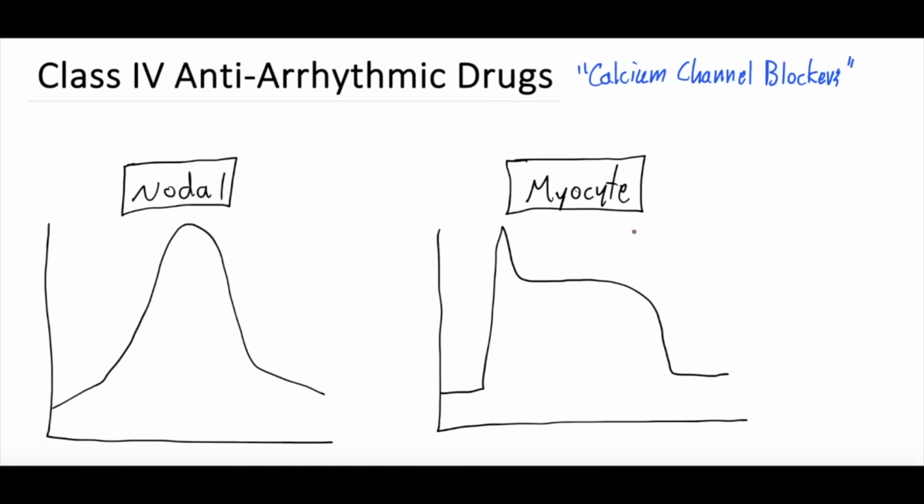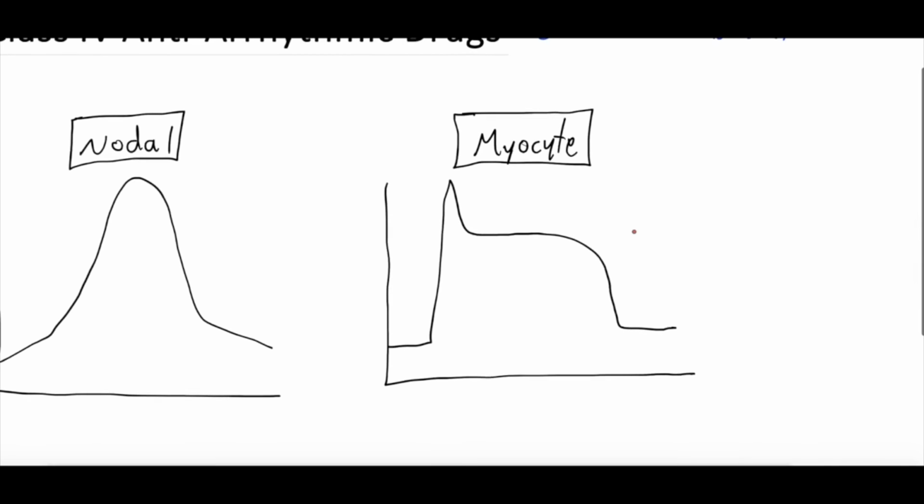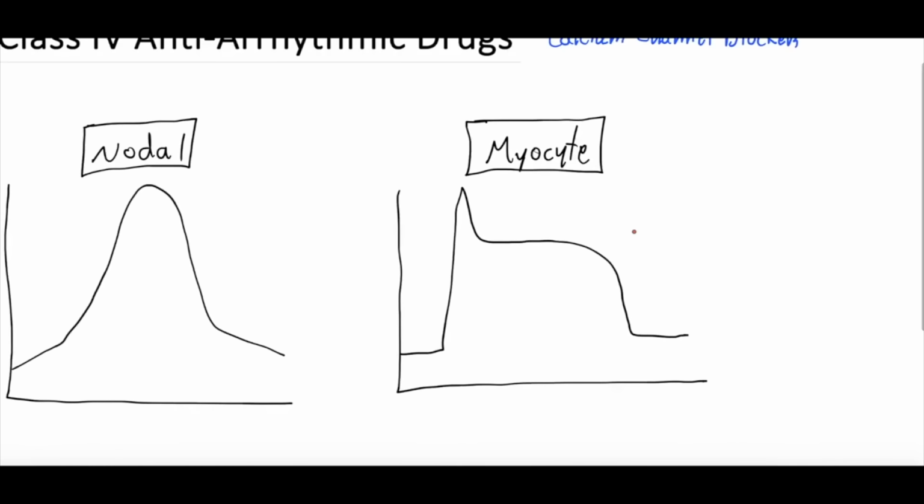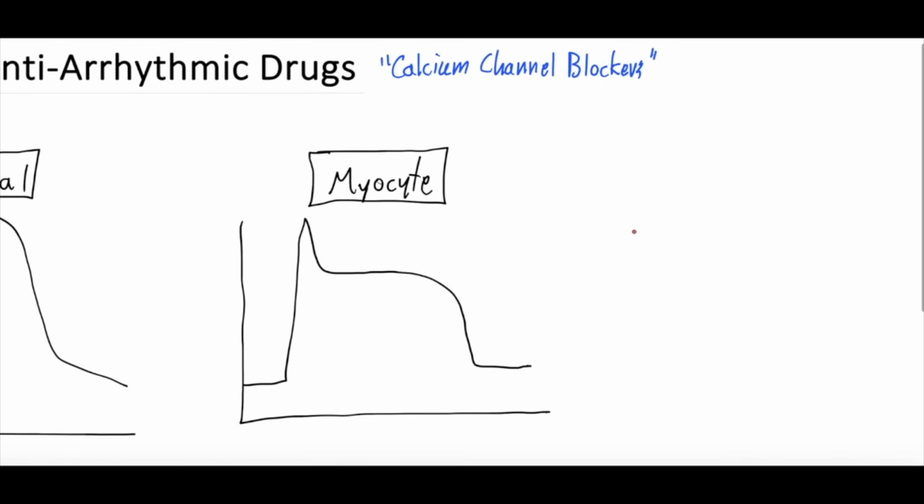So class 4 antiarrhythmic drugs. We'll get back into these depolarization action potential graphs in a second, but calcium channel blockers essentially block L-type calcium channels. L-type calcium channels. All right, what does that mean exactly?